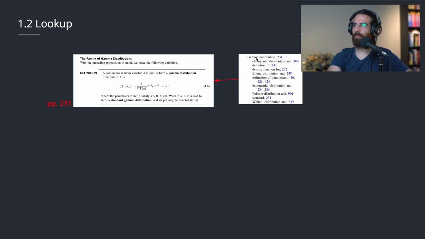And this is a screenshot of that page where gamma distribution is listed, right? So it says gamma distribution. If you want the definition, go to page 231. And so we flip over to page 231. And what I was saying is that before we even got to the formula for the gamma distribution, we were presented with words like continuous, random variable, and then the letter X, which is not even in the equation.